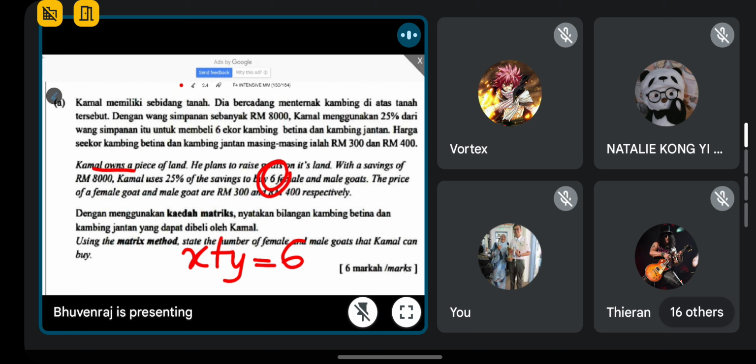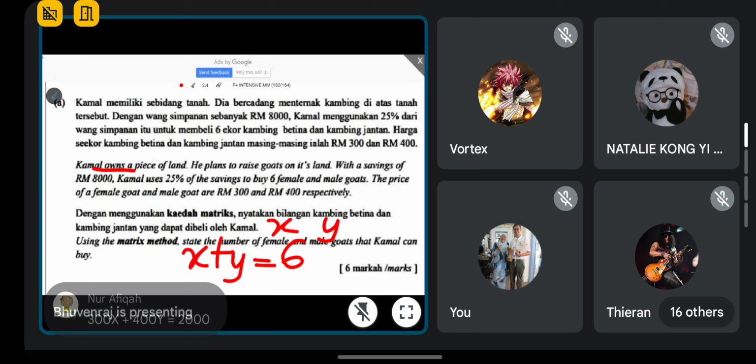Okay, so now the second equation is the harder part. Can you tell me guys, any idea how to find the second equation? I assume x as female and y as male, guys. X untuk kambing betina, Y untuk kambing jantan. If anyone can type out the second equation, very good. 300x plus 400y equal, yes, very good Afika, betul, very good.